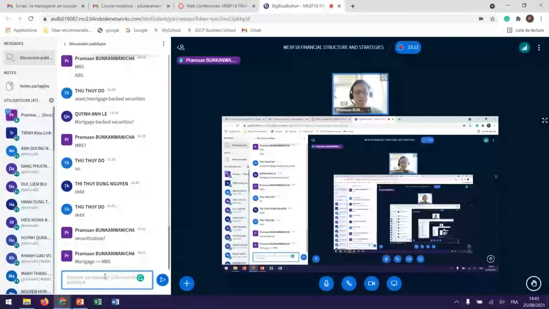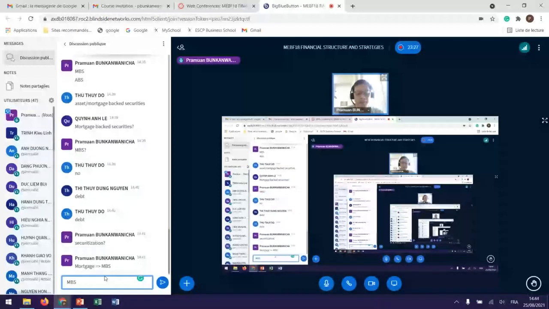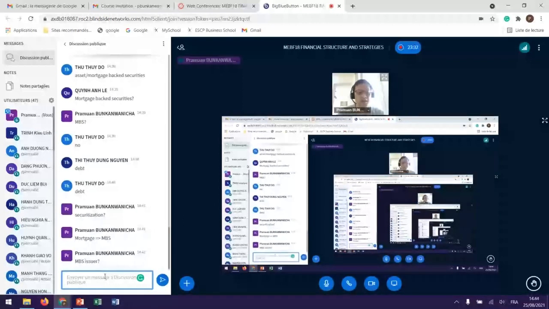And who often issues this? Who are the MBS issuers? So if it is debt, it is a bond, meaning that someone issues the bond, right? Who is the MBS issuer? Who issues the bond? Who issues the MBS? Anyone? I will give bonus points. Someone know who the MBS issuer is?